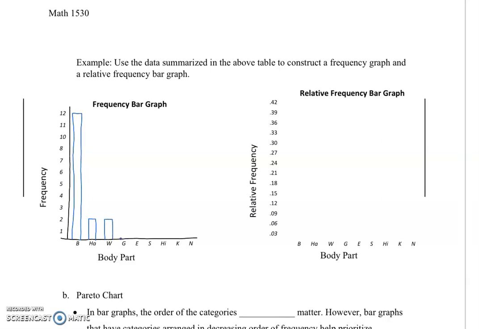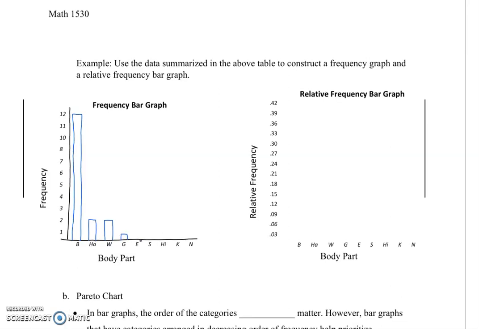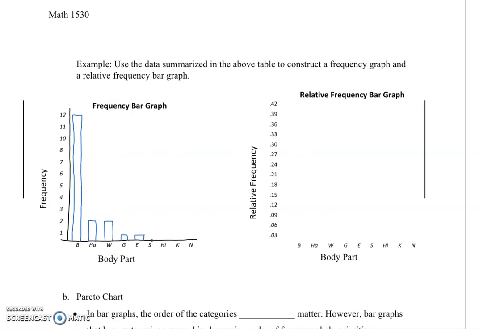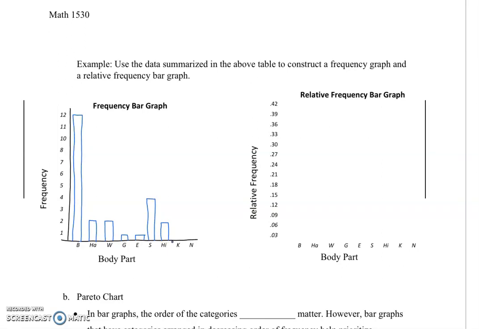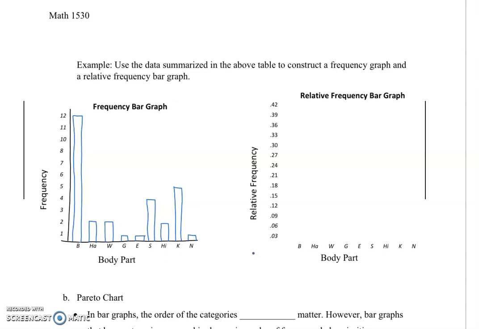We had 1 groin. We had 1 elbow. 4 shoulders. 2 hips. 5 knees. And a neck, 1 neck. So that's about what our frequency bar graph should look like.